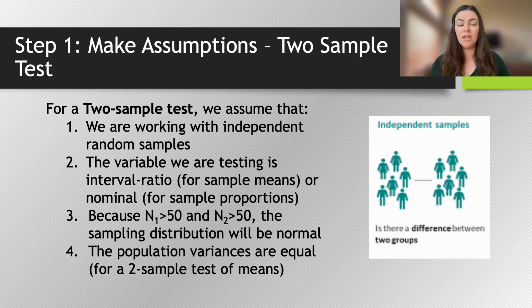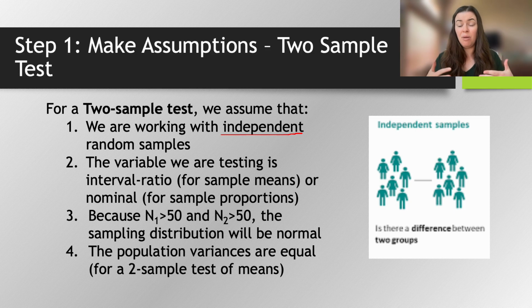Step 1 in a two-sample hypothesis test is to make assumptions. But this is where you'll see the assumptions vary a little bit more from what we saw in the one-sample test, mostly so that we can accommodate the new group rather than having the population. So the very first one is that we are working with independent random samples. The key word here is independent, meaning that neither of these groups can overlap from one another. They have to be mutually exclusive.